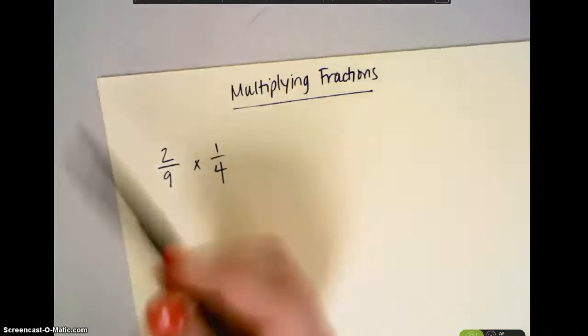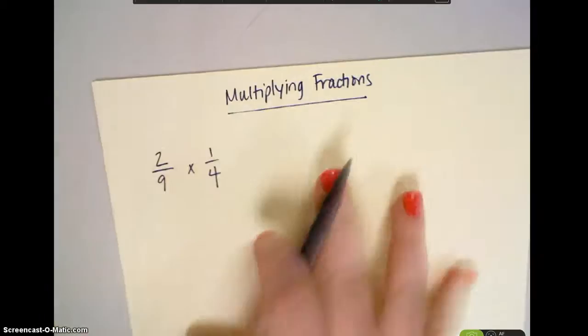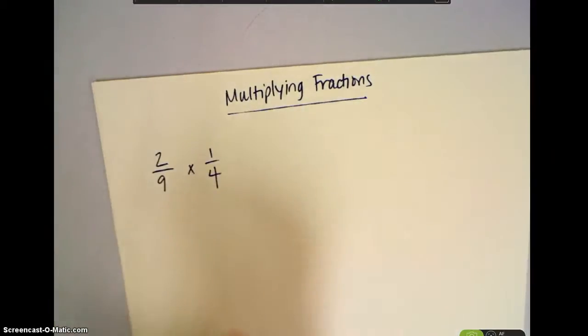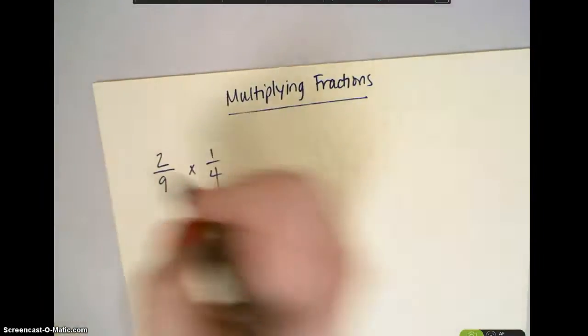So the best thing about multiplying fractions is you do not have to have a common denominator. In fact, you don't need one at all. Don't do it. All we're going to do is multiply straight across. I'll show you a little bit of a simplifying trick in a second, but for the basic, if you get confused, anything like that, we just multiply straight across.